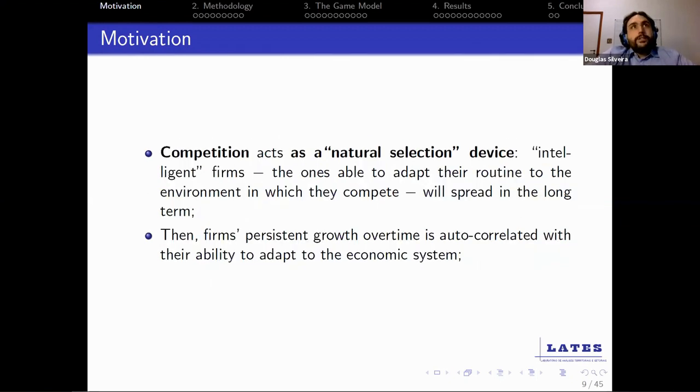And in our case here, we consider that competition is acting like a natural selection device, where intelligent firms, I mean the ones able to adapt their routine to the environment in which they compete, will spread in the long term. Then firms' persistent growth over time is also correlated with their ability to adapt to the economic system that they belong to.